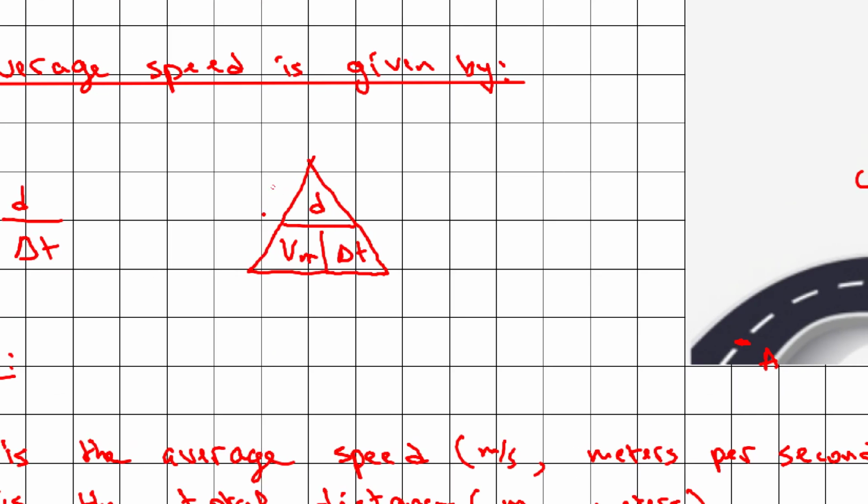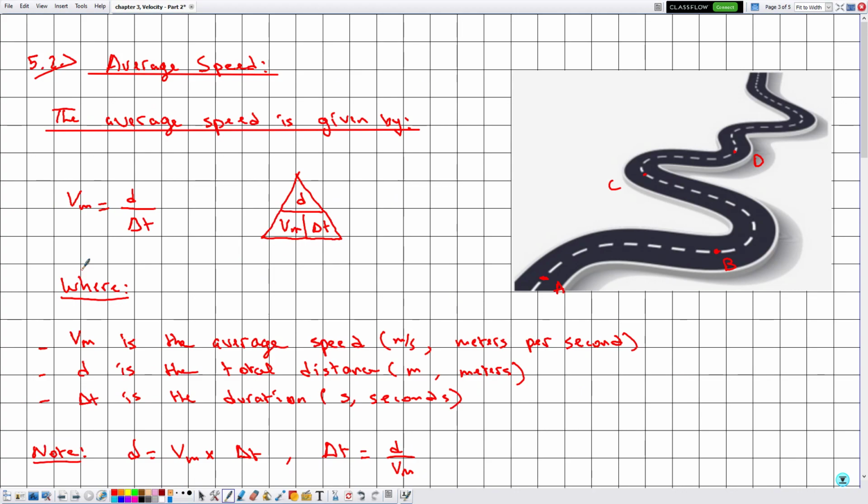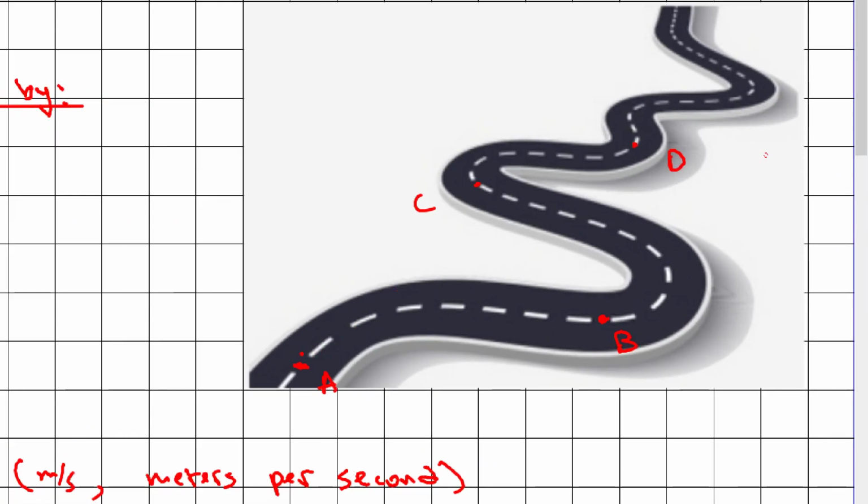And I repeat that the SI unit of these quantities: the distance is expressed in meters, the duration delta t is expressed in seconds, and Vm is expressed in meters per second. Okay, so whenever we know two of these quantities, we can calculate the third quantity. So if we refer back to this document, d represents the distance from A to B to C to D. So this is the total distance d of the road, and the duration delta t can be measured using a stopwatch, and in this case we can calculate the average speed of the car, which is given by d divided by delta t.